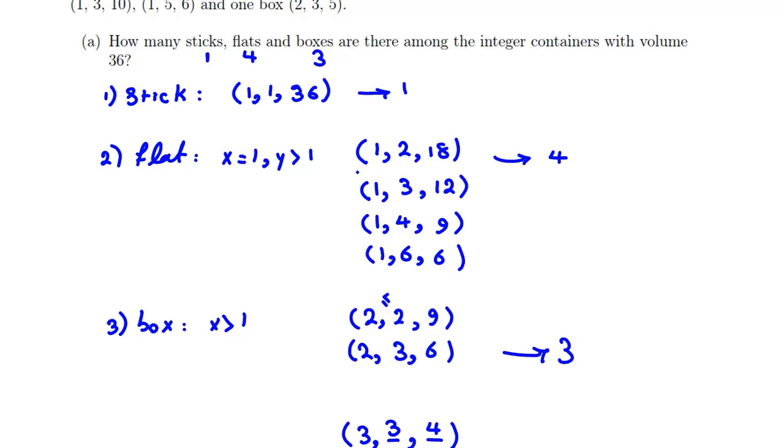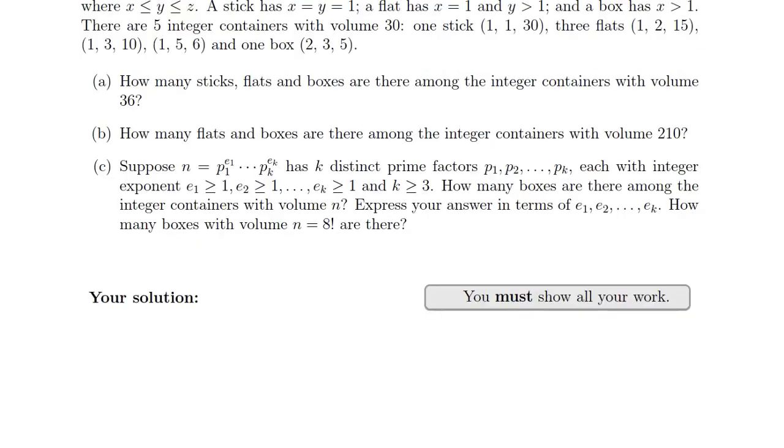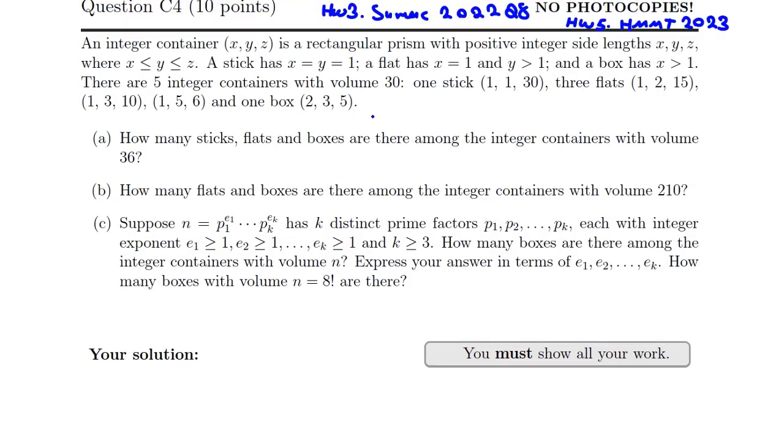We solve this problem by considering casework. How, for example, here you say x is 1, y is 2, 3, we split into smaller cases. But it was not a hard problem of casework part A. As you can see, part B, 210, probably it should be harder. How many flats and boxes are there among the integer containers with volume 210? Sticky was easy. It is 1, 1, 210.